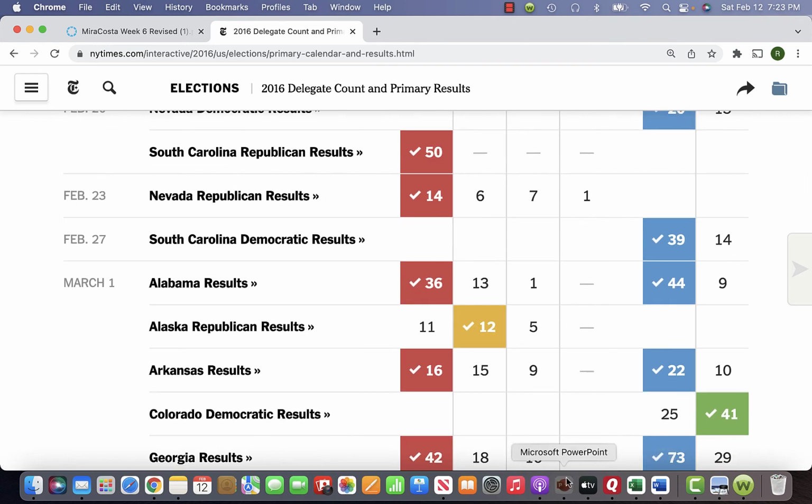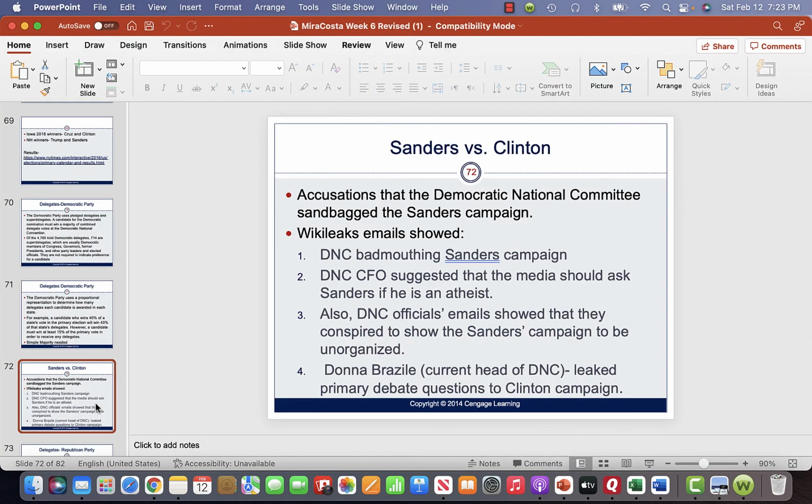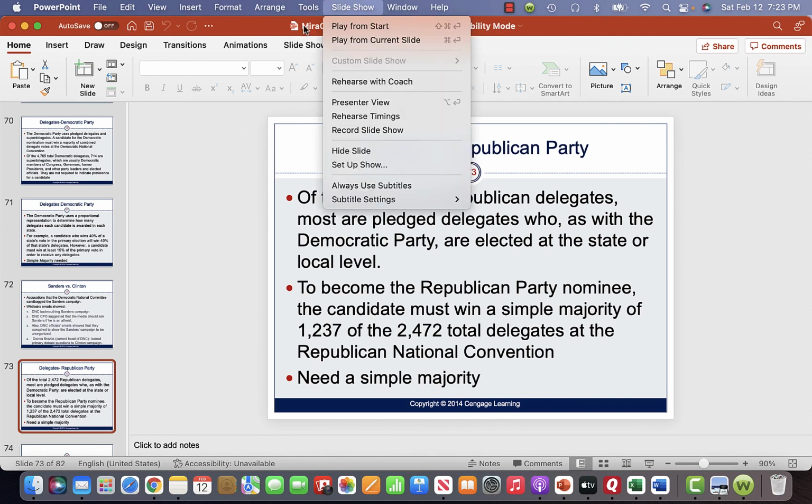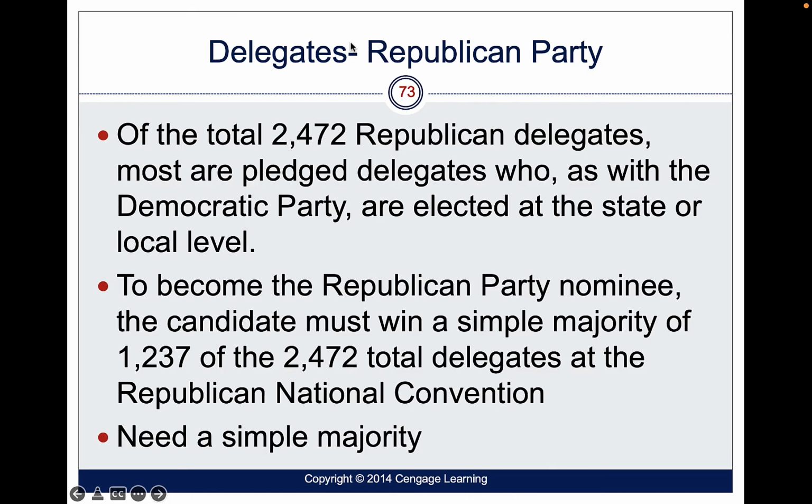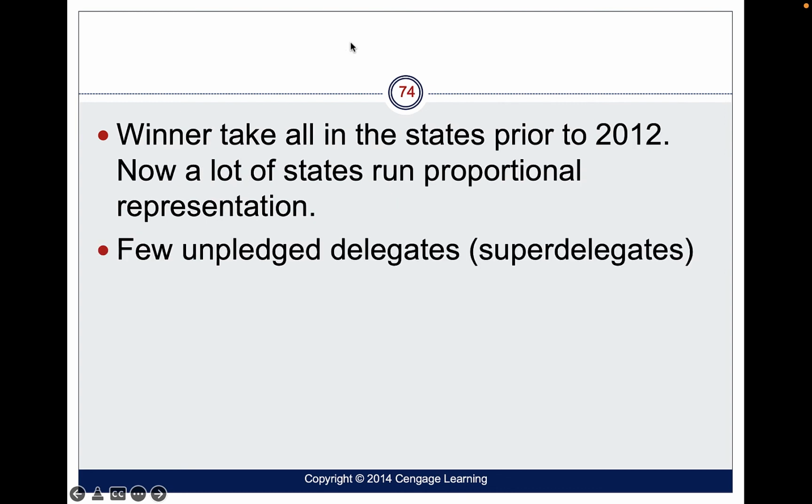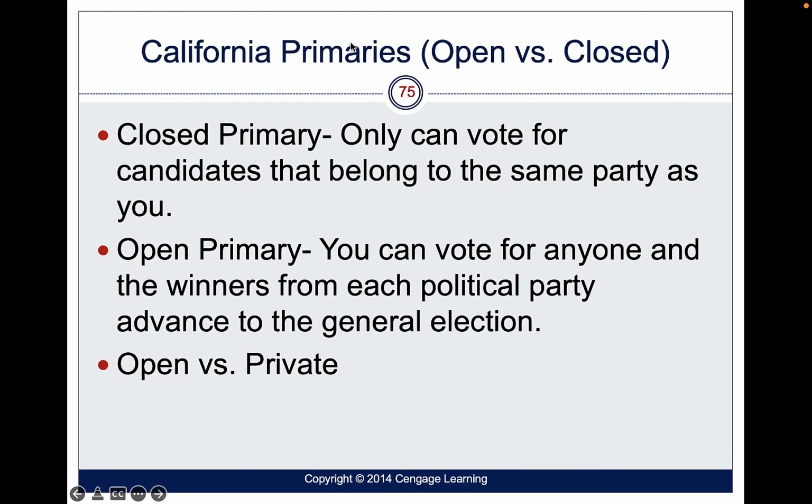So let's go ahead and wrap this up. The Republicans do it a little more simply. There are not many superdelegates. You just need a simple majority to win. Now, one of the questions is, should we have a closed primary or an open primary? A closed primary means you can only vote for candidates that belong to the same party as you. In an open primary, you can vote for anybody, and the winner from each party will advance to the general election.